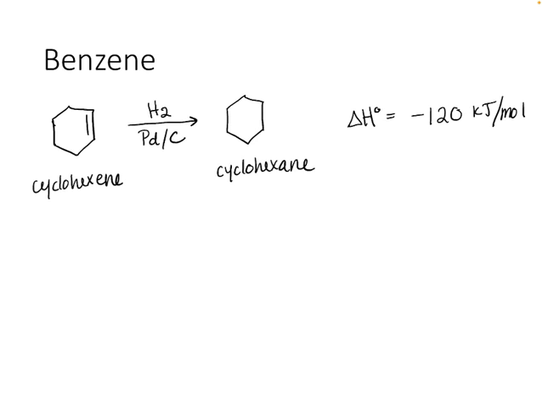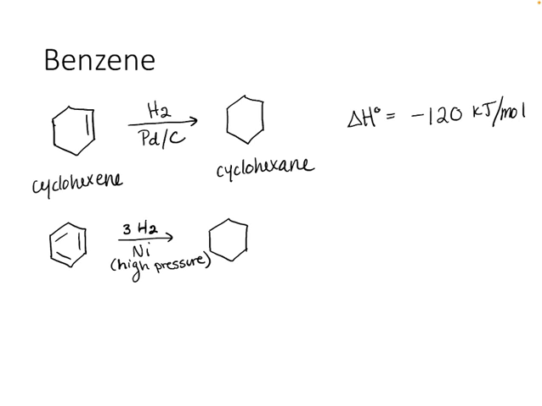Now, what if we try the same thing with benzene? Now, if we want to turn benzene into cyclohexane, we need 3 equivalents of hydrogen. We'll need to use a different catalyst, nickel, and we'll also need to perform this reaction at high pressure. So this is a little more involved than the previous reaction. Now, what would we expect the enthalpy change to be for this reaction?